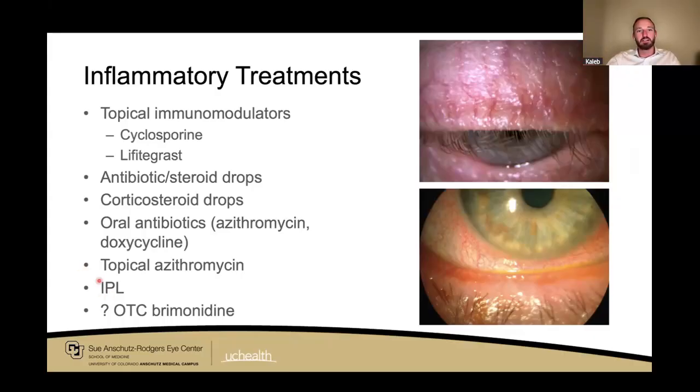And then IPL is very helpful for inflammation. There's also likely a role for vasoconstrictors, like over-the-counter brimonidine. In eye care, we never think about vasoconstrictors as a treatment. We think about it as for cosmetic benefit. But in dermatology, they think about vasoconstrictors as a treatment all the time. They prescribe prescription azelaic acid for rosacea. Why can't we use vasoconstrictors to treat the inflammation associated with ocular rosacea? I think that we can.